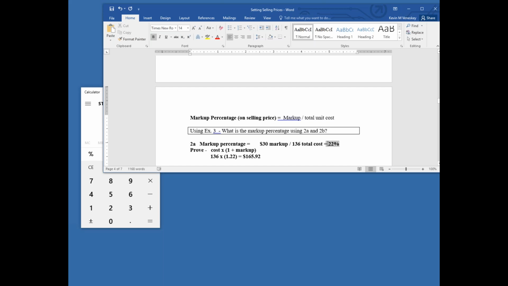So this tells me how much I'm actually marking things up. 22%, that's not that high.